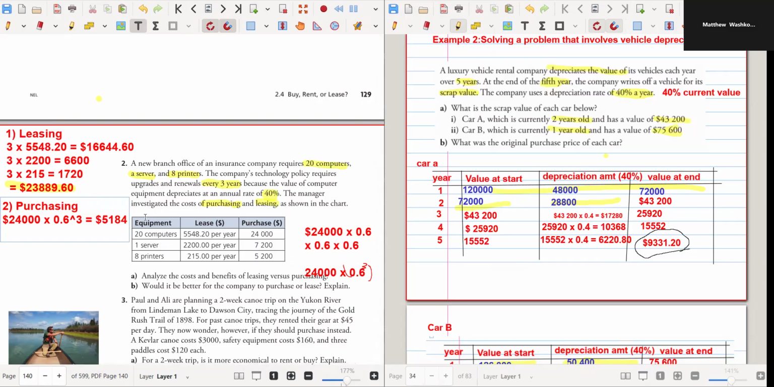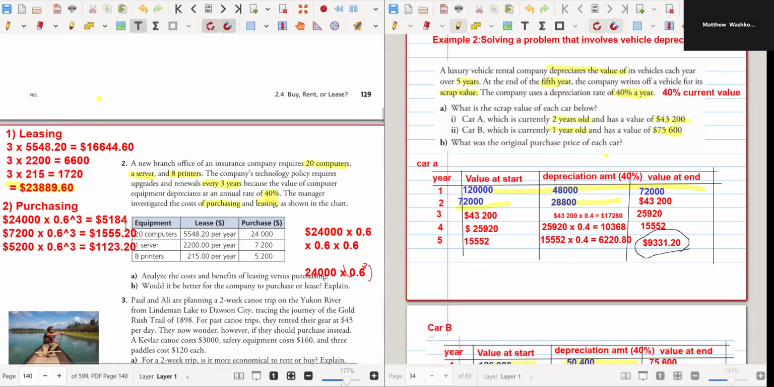Now for the server, it's the same thing: $7,200 times 0.6 to the power of 3, since it's depreciated 40%. If I do that, it's 1,555.20. And then for the printers, that's $5,200 times again 0.6 to the power of 3, which equals 1,123.20.